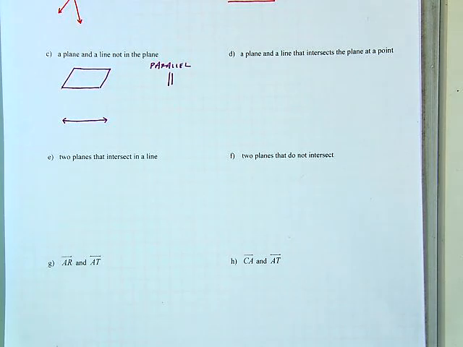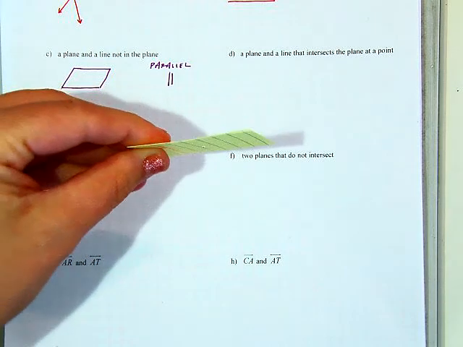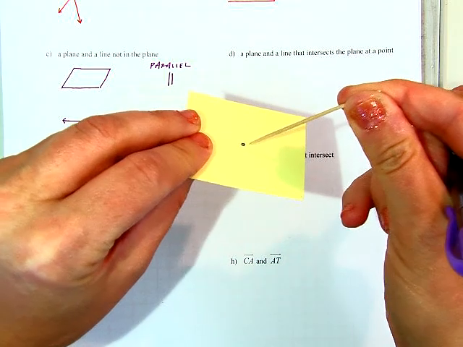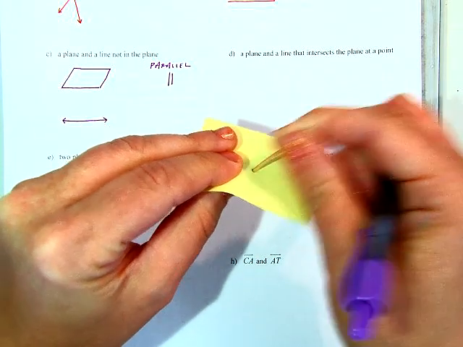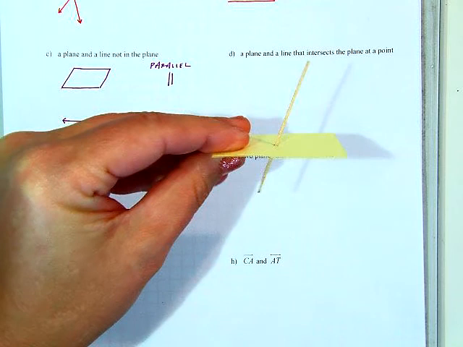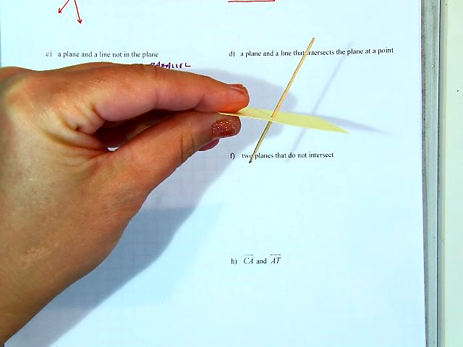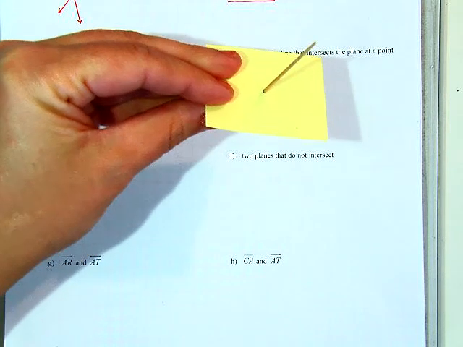All right, next up, we're looking at a plane and a line that intersects it. So here is my plane right here. And I need a line that intersects it. So I'm just going to show you my toothpick kind of stabbing through my plane like that. So here is my plane and my line that intersects it just like that. It just depends on how I'm going to draw it.